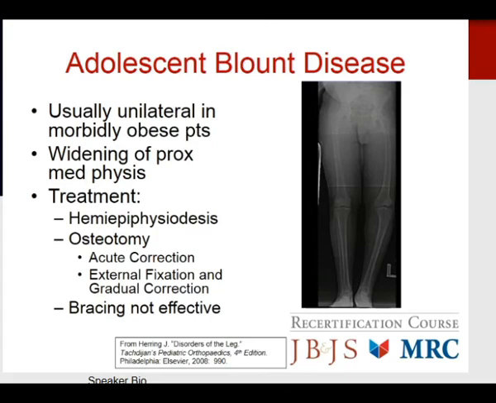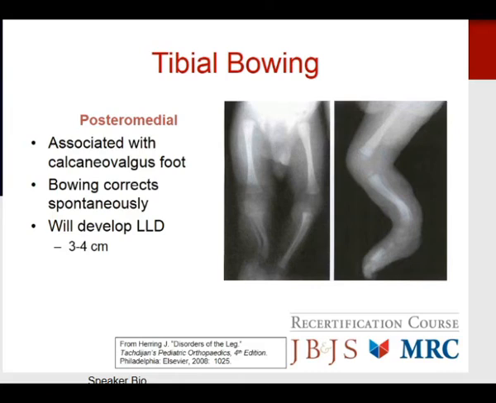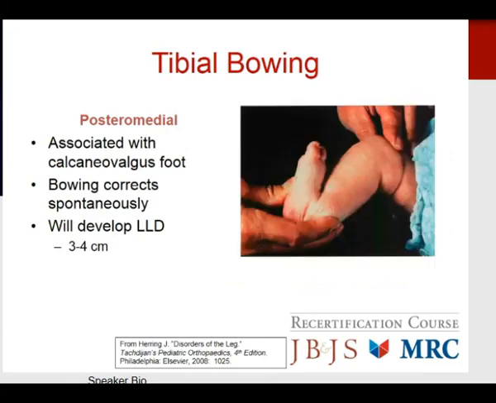Now, your osteotomy can be done with an acute correction and plating or external fixation with gradual correction. Tibial bowing is very commonly tested. Posterior medial bowing is associated with a calcaneovalgus foot, and the test question is that this will resolve over time. However, these patients are frequently left with a limb length discrepancy which persists into adulthood.